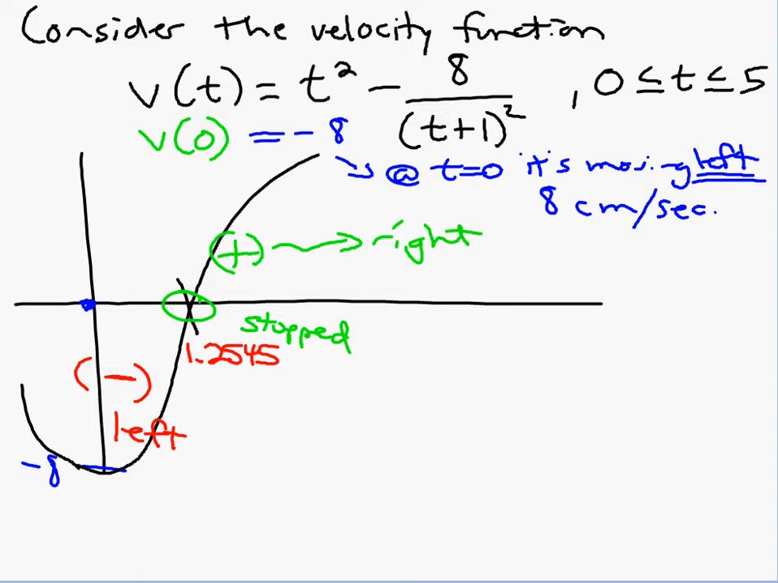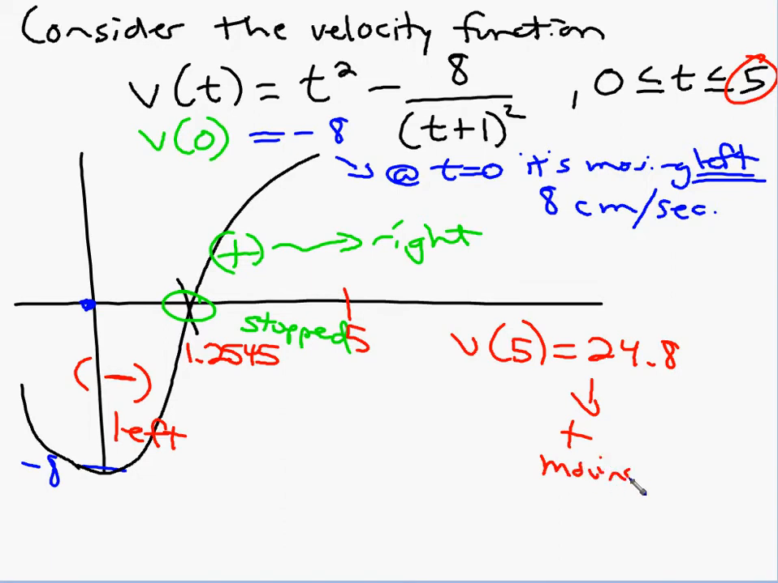I could come clear over to the end of my time interval, clear over to 5, and I could find v of 5, and I'm going to save you the time. That's 24.8. Well, what does that mean? This is positive, so it's moving right, 24.8 centimeters per second. And that's all review.